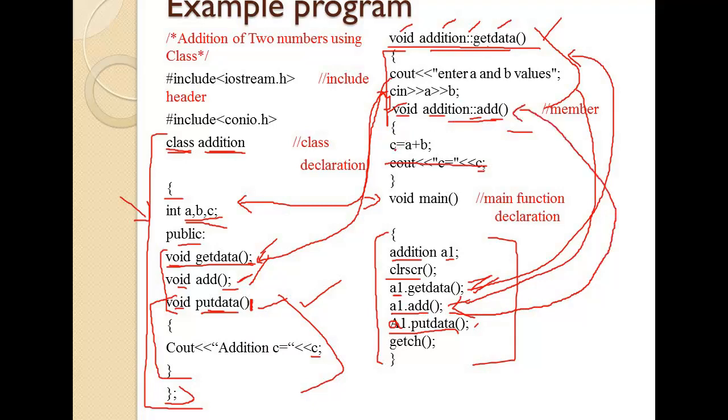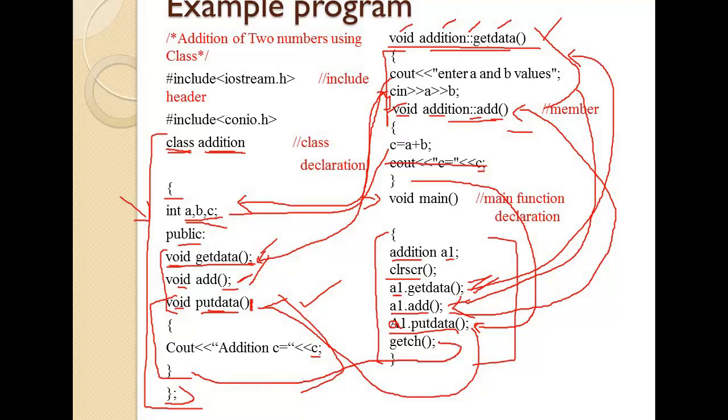Here it has c equals a plus b. Again it will go and check whether the variable c is declared. If the variable c is declared, it will perform the calculation. Once the execution is over, it will come back to the original location from where it was called. Now we have a1 dot put data. Again the control will be transferred to the put data member function. Here it will display the c value, and then it will finally come to the last line.